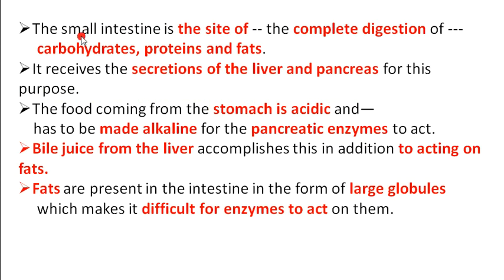Now the small intestine is the site of the complete digestion of carbohydrates, proteins and fats. The role of the small intestine is to complete the digestion, so the material is fully digested. Carbohydrate means sugar. Whatever food we eat contains carbohydrates, proteins and fats. Fats means lipids, oily products. The oily food we eat is fat.